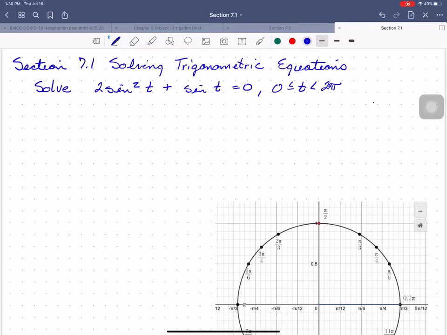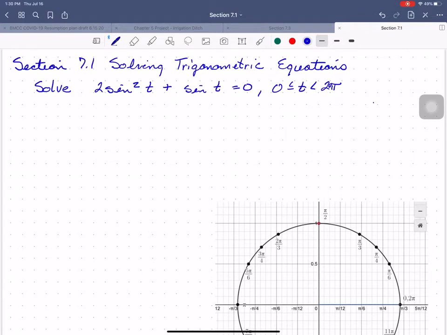Solving trigonometric equations. Now, this section doesn't really introduce any new identities. It just makes use of the old identities and gives us a few techniques for solving trigonometric equations. So let's start with this equation we've got here. 2 sine squared t plus sine t equals 0.